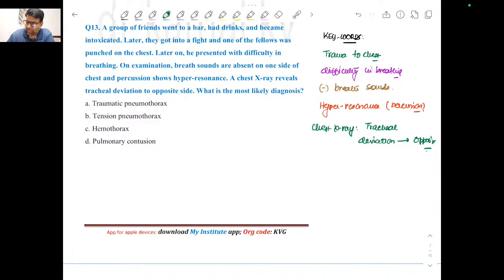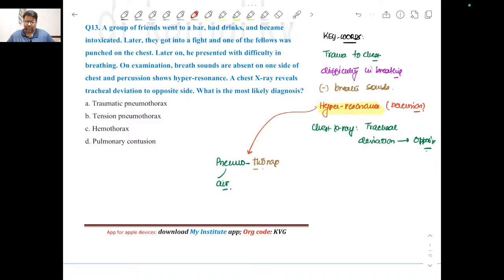So this is the classical clue which will help you to answer this question. So the moment you have this hyper resonance, it suggests that there is pneumothorax, number one. So pneumothorax. It means there is air in the pleural cavity. So hyper resonance means pneumothorax.